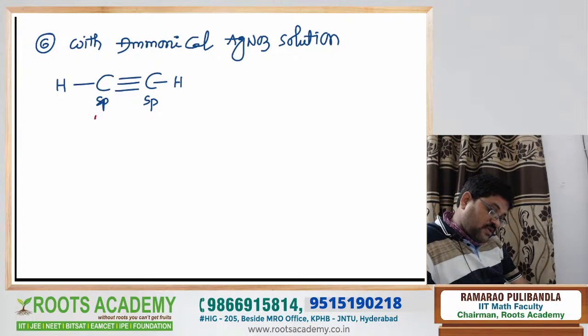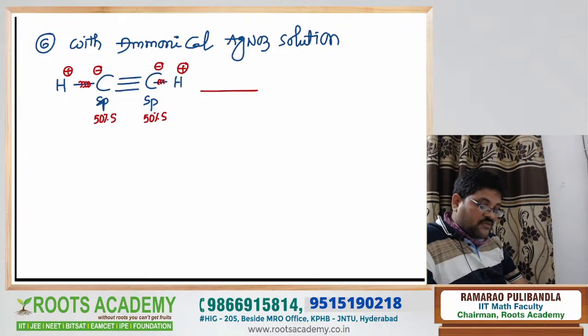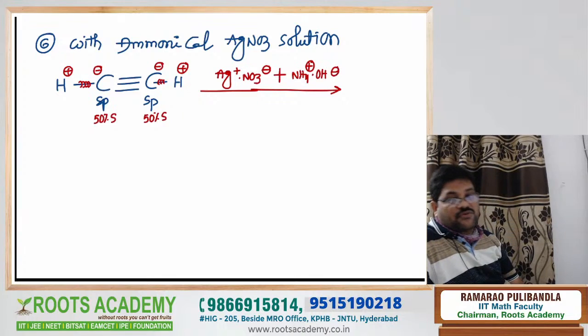Because sp carbon has 50% s character, because of the sp carbon percentage of 50%, the sigma bond electrons are moving towards the carbon side. C minus H plus. React with what? Ammonical silver nitrate solution. That means what you write? Ag plus NO3 minus. Ammonical means what? Ammonium hydroxide. NH4 plus OH minus. Understood what I am saying?